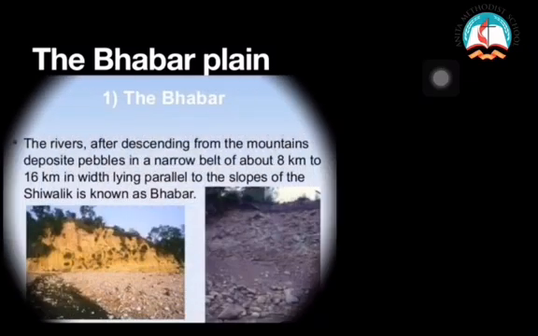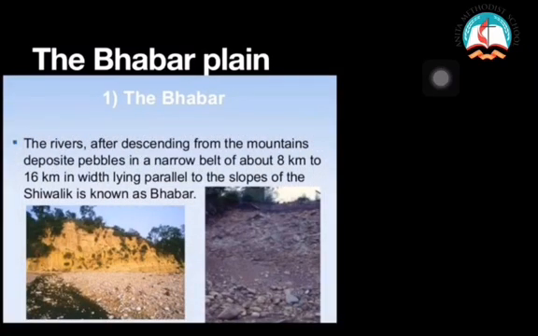First, let's learn about the Bhabar Plain. The Bhabar Plain is made up of gravels and unassorted sediments deposited by the Himalayan rivers. The porosity of this plain is so high that most of the small streams flowing over this region disappear.